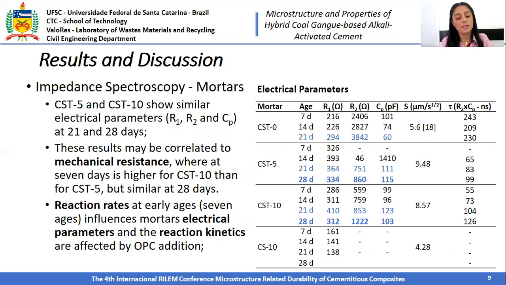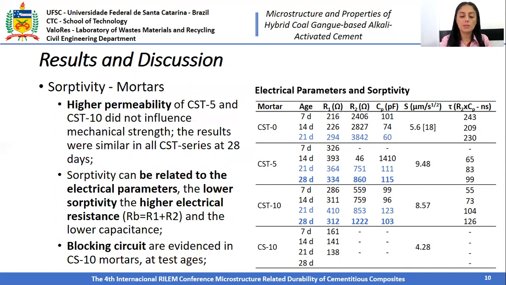Cobalt gangue-based alkali activated mortar cured at room temperature. The mortar sorptivity results are presented in the table. The results suggest a higher connected pore structure for CST10 than for CST0 and CST5. Mechanical strength of hybrid cements was not influenced by permeability, and the sorptivity can be related to the electrical parameters. The lower the sorptivity, the higher the electrical resistance and the lower the capacitance. The thermal curve of CST0 allows acceleration of the reaction process and may be related to a more tortuous porous network and lower sorptivity.